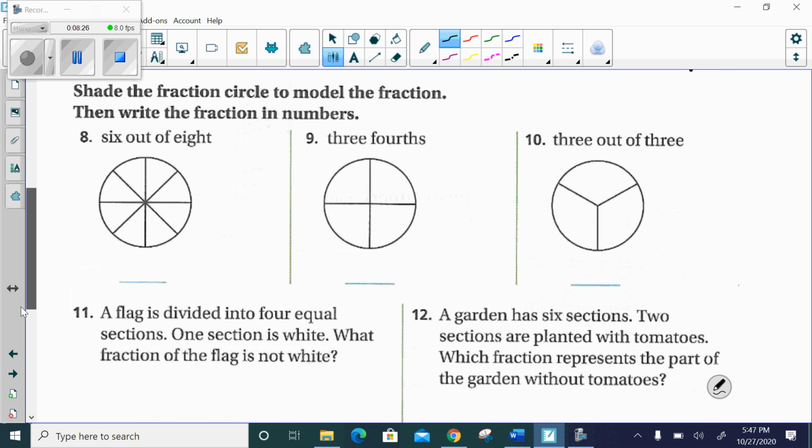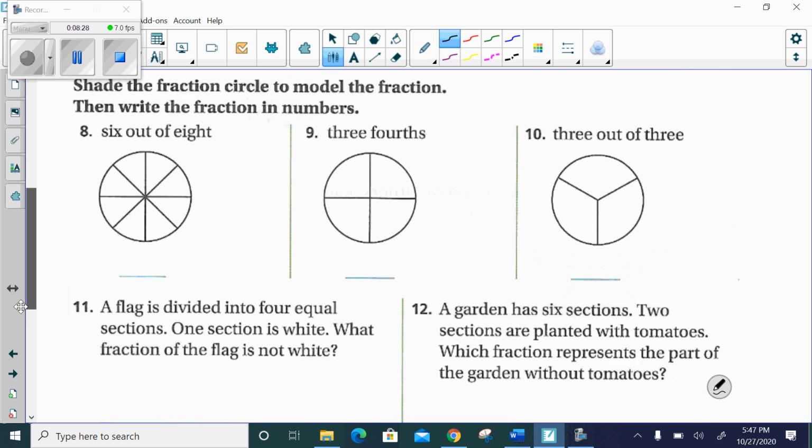Now we're going to do it the opposite way. You're going to shade it in. It's going to tell you 6 out of 8. We're going to shade the fraction circle, and then we're going to write the fraction in numbers. So there's 8 equal pieces in this. So we're going to shade 6 of them. 1, 2, 3, 4, 5, 6. Okay, so how many did we shade? We shaded 6 out of 8. We shaded 6 eighths.